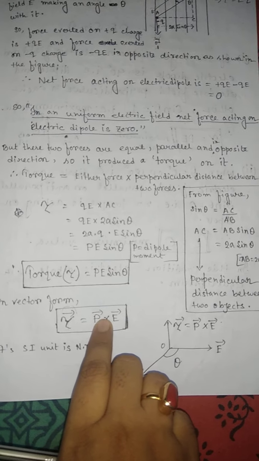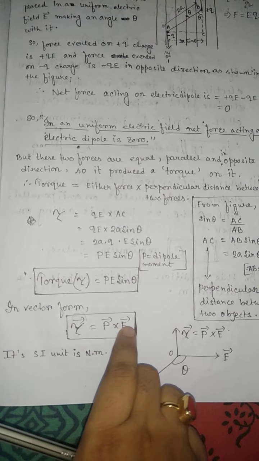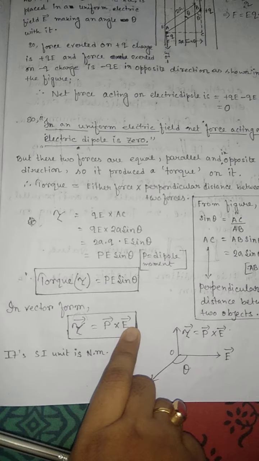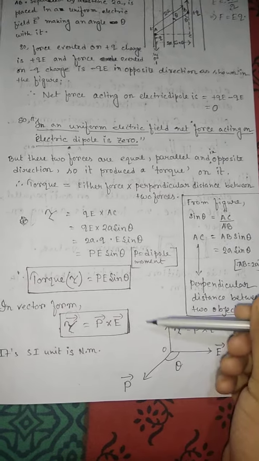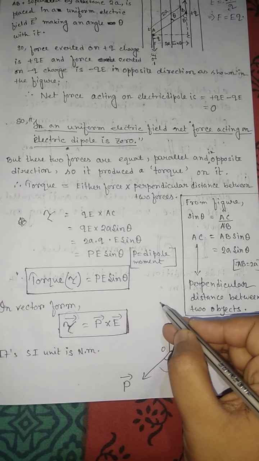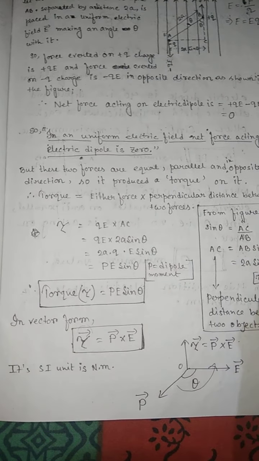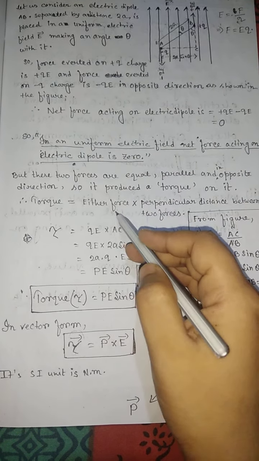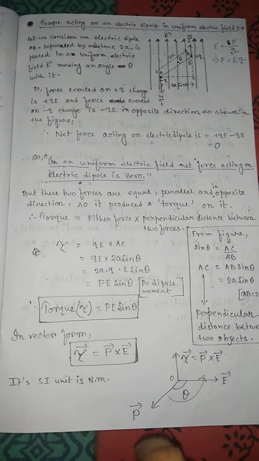So sin theta means cross. So tau equals P cross E, the dipole moment crossed with the electric field. Clear? In the vector diagram we can show it this way, because P cross E means rotating from P toward E, so it moves like this. The SI unit of tau is Newton meter, because it is force times perpendicular distance: force in Newtons, distance in meters.